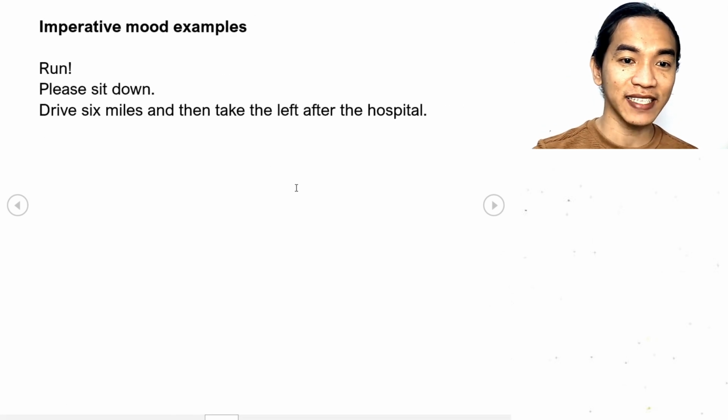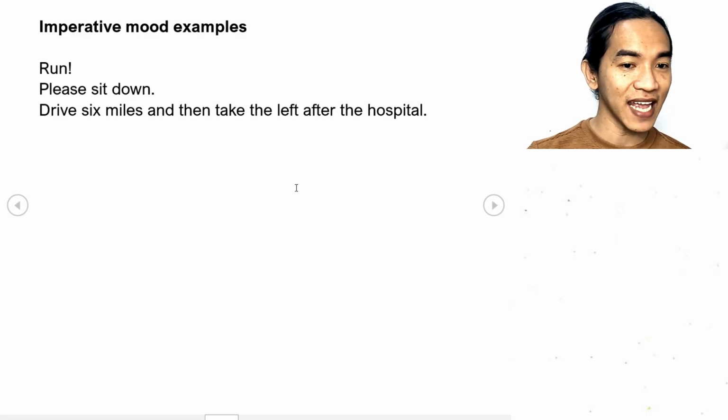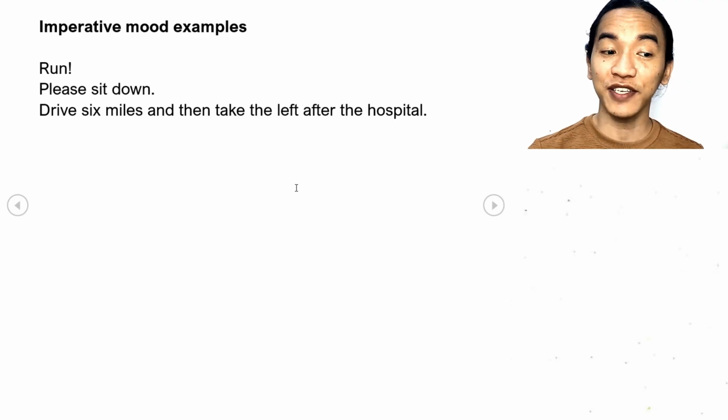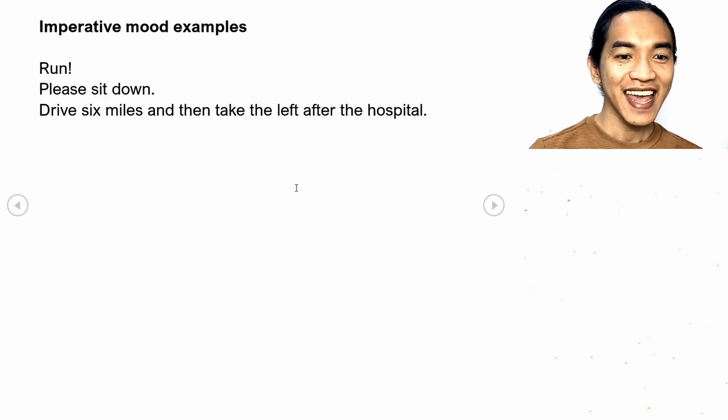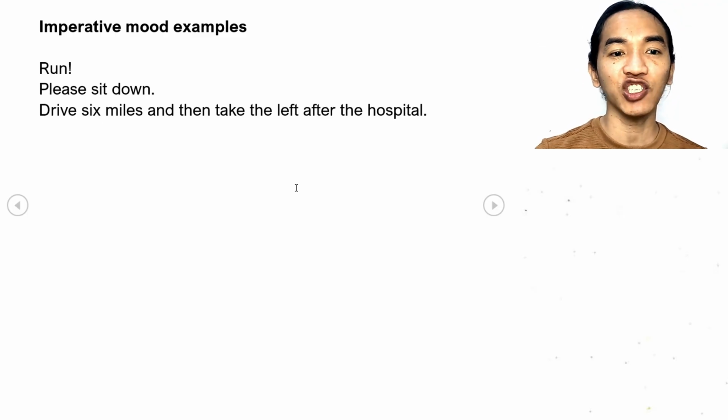Example: Run. Please sit down. Drive 6 miles, then take the left after the hospital. As you can see, these are your imperative mood example sentences. All right? Please pay attention.